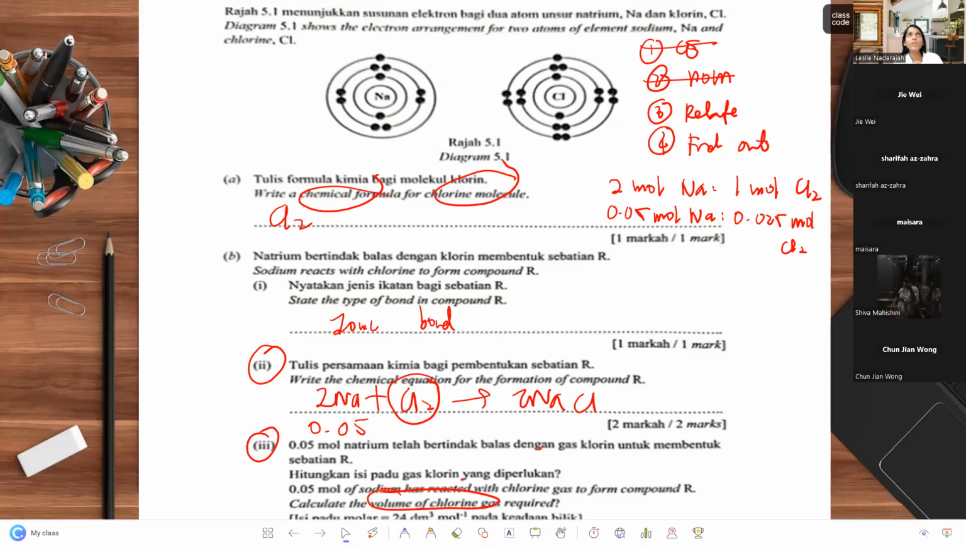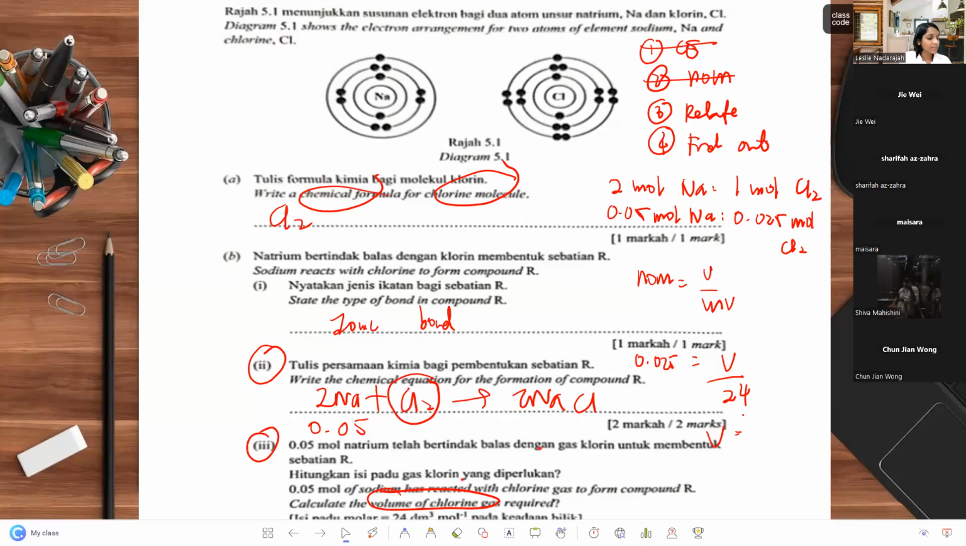Now, what's the formula for volume? You've got 3 formulas I taught you in chapter 3. Which one is for volume? Number of moles is equal to? Volume over molar volume. Okay, my number of moles is 0.025. My molar volume given in the question is 24. Can I find my volume, class?